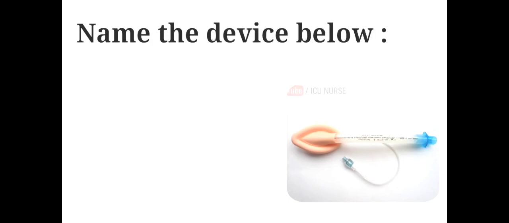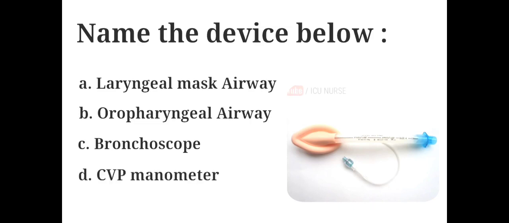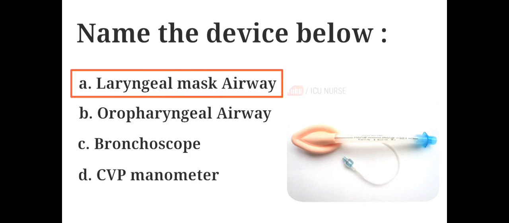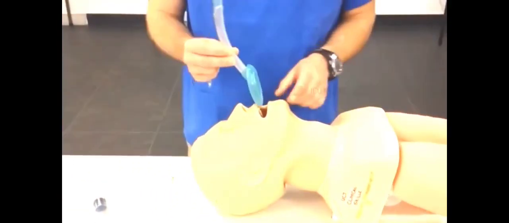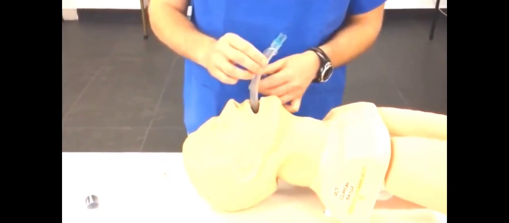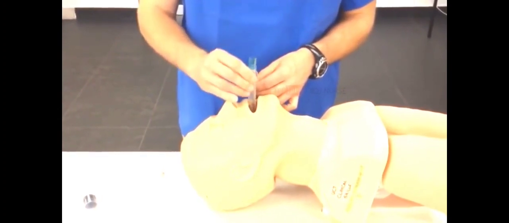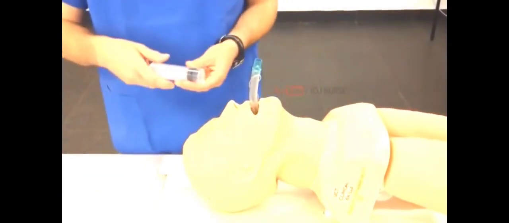Name the device below. A. Laryngeal mask airway. B. Oropharyngeal airway. C. Bronchoscope. D. CVP manometer. And the answer is A. Laryngeal mask airway. Laryngeal mask airway is composed of an airway tube that connects to an elliptical mask with a cuff, which is inserted through the patient's mouth down the windpipe. Once placed inside, it forms an airtight seal on the top of the glottis, unlike tracheal tubes which pass through the glottis, allowing a secure airway to be managed by a healthcare provider.